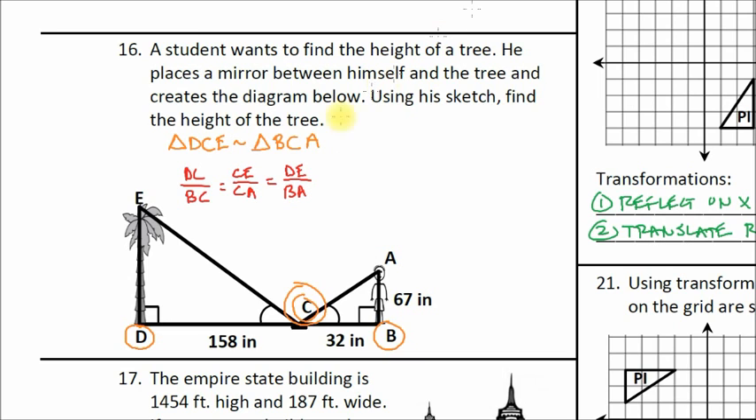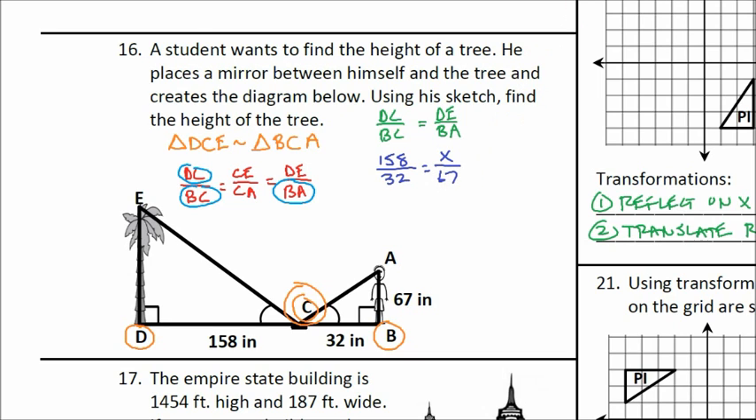All right, what sides do we know? We know DC. We know BC, the bottom one right there. We know AB. And the good news is we're looking for DE, which is the height of our palm tree, and that's right there. So we can go ahead and write our proportion. We're going to use DC over BC equals DE over BA. Let's plug in what we know. So we've got DC is 158, BC is 32, DE is our unknown, BA is 67. Oops, I wrote 64.